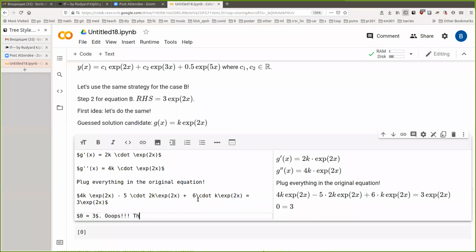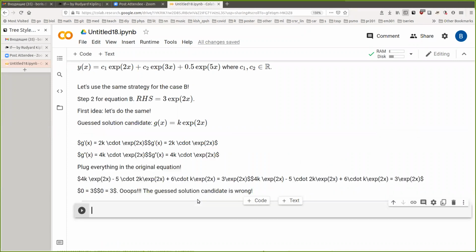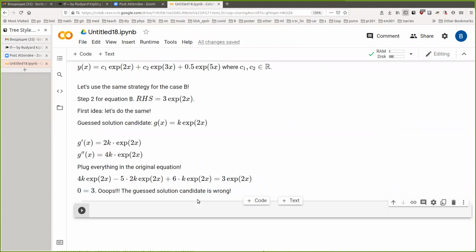The guessed solution candidate is wrong. We have made a wrong guess. That's okay. So we need to make another guess. What was the problem? If we are attentive, we can see immediately that we will fail with such a guess. Let's discuss the reason why we failed with this guessing strategy and what we should do.